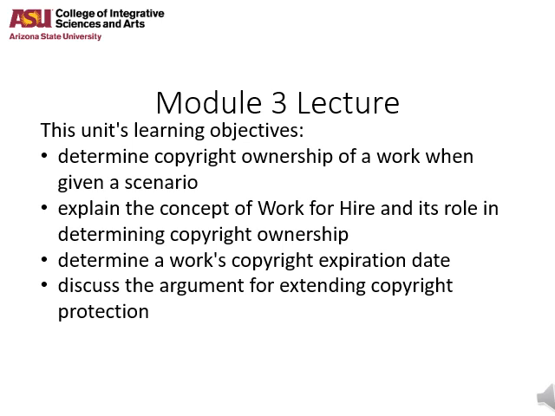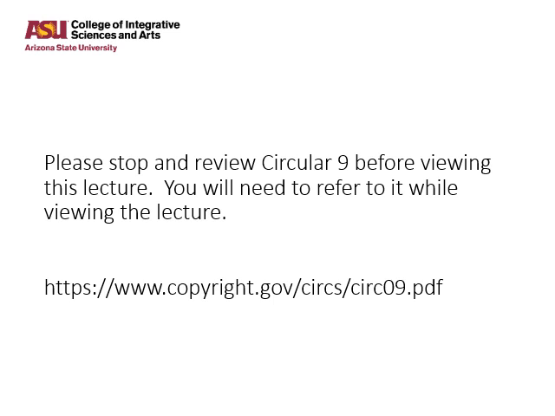The length of time for which a copyright owner has exclusive rights to transfer, make a profit, copy, etc. from their work is known as copyright duration. And there are some variables to determining the expiration date. The copyright term calculator, which is linked in your readings, is very helpful in determining this. Before you continue viewing this lecture, it would be very helpful for you to review Circular 9 because it'll give you a much better idea, and then come back and continue the lecture.